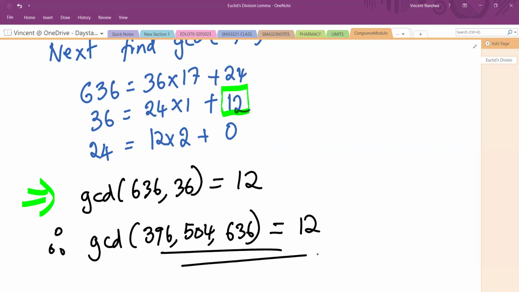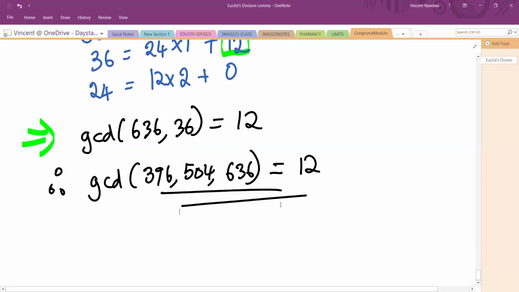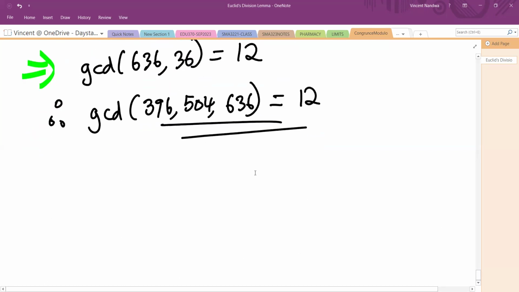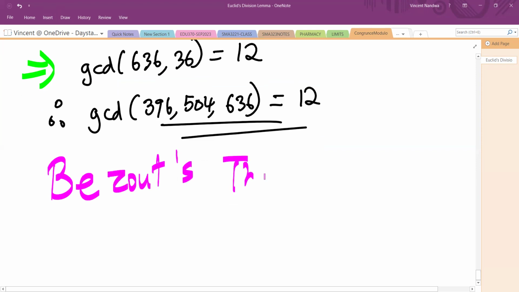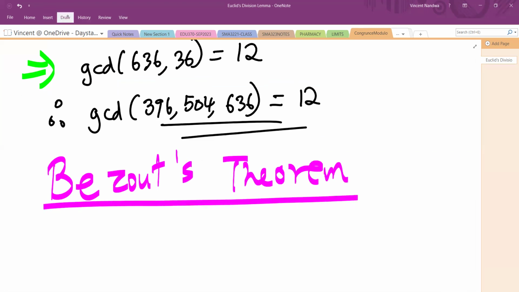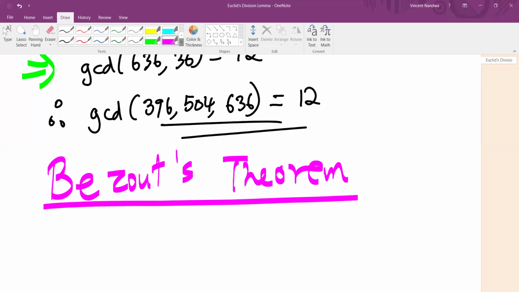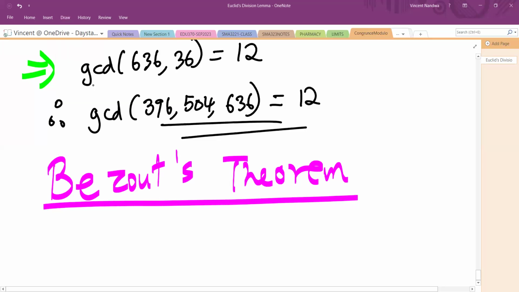So before we wrap up, there's what we call Bézout's theorem, which simply states that the GCD of any two positive integers can be expressed as a linear combination of the two integers. So Bézout's theorem expresses the GCD of two integers as a linear combination of the two integers.